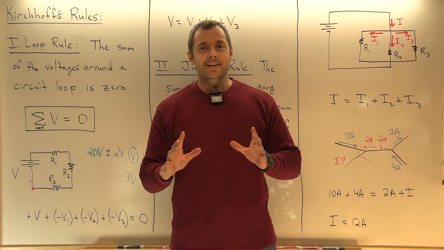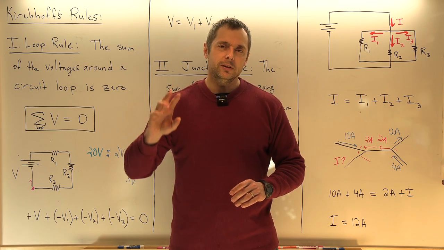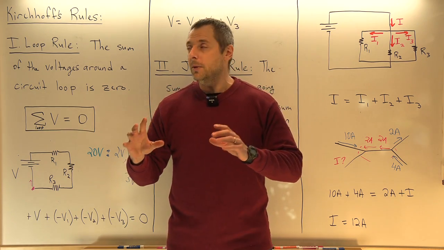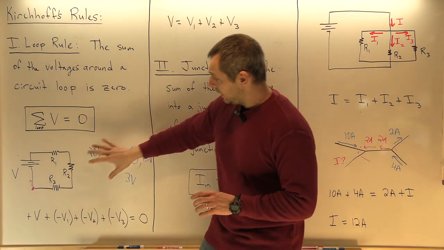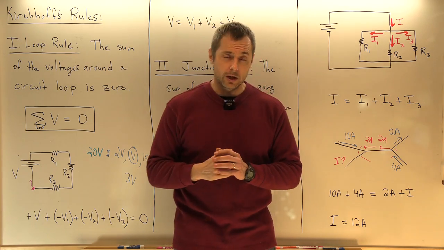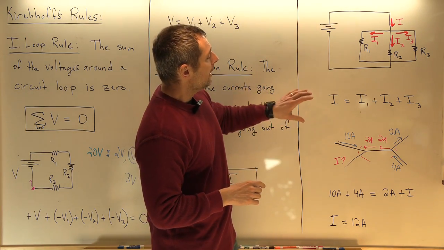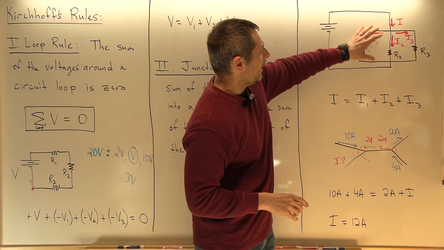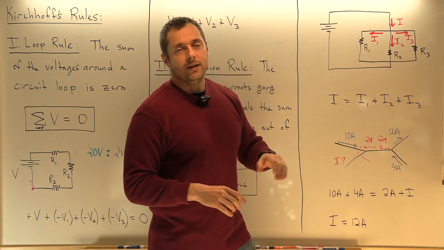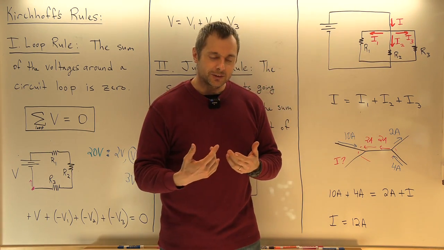So that's it for today. 2 rules, the loop rule and the junction rule. We already knew them as the voltages add up or split up in a series circuit. That's one consequence of the loop rule. And that the total current of the battery is the sum of the currents in the resistors. That's one consequence of the junction rule.